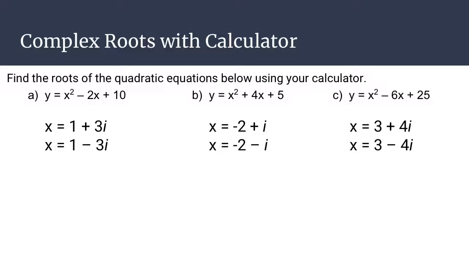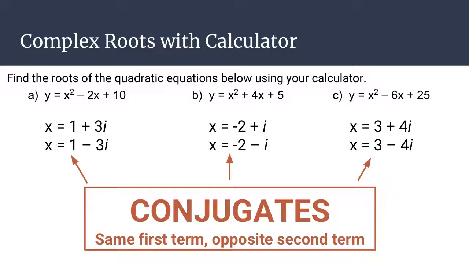of these quadratic equations have complex roots, and since it is a second-degree polynomial, you'll have two roots that are both complex numbers. Now, as you take a look at these complex numbers, you should notice a pattern that exists within each of the problems, and they are very similar to each other, the same first term, but the opposite second term. This is a plus 3i versus a minus 3i, plus i versus minus i, plus 4i versus minus 4i. We call those conjugates, where it's got the same first term and the opposite second term.